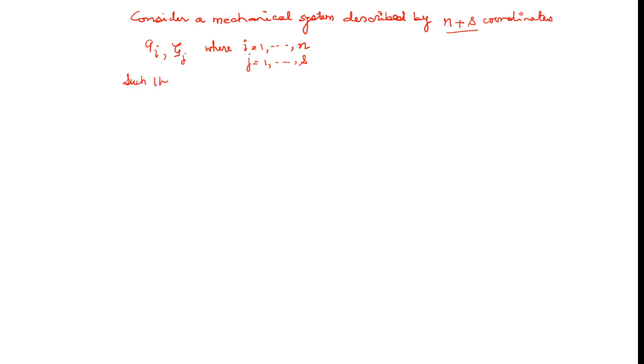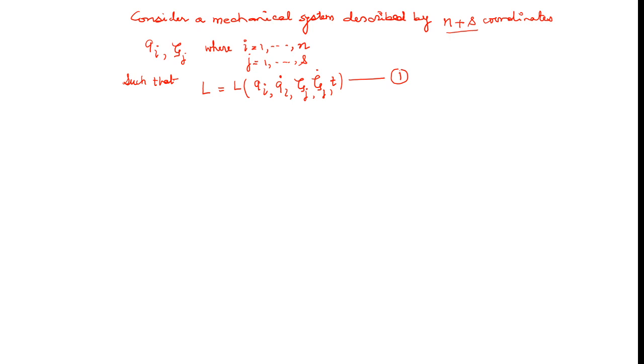such that L, that means your Lagrangian, is defined as a function of qi, zeta j. Naturally it depends upon the velocities, so qi dot, zeta j dot, and time. This is the Lagrangian, right?